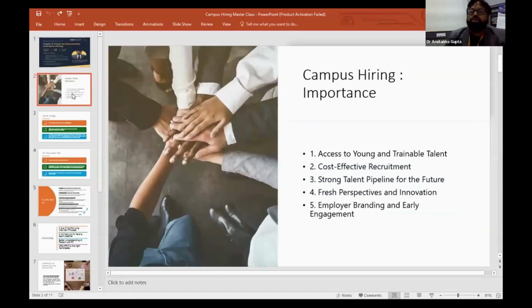So through this experience of the industry, academics, as well as research, why are you going for a campus drive? Of course, it is a low cost hiring system. That is true. The cost involved in the hiring process is a little bit low compared to the other processes, other sources. But of course, we are having access to young and trainable talent, cost effective recruitment, a strong talent pipeline for the future, a fresh perspective and innovation, and employer branding and early engagement.